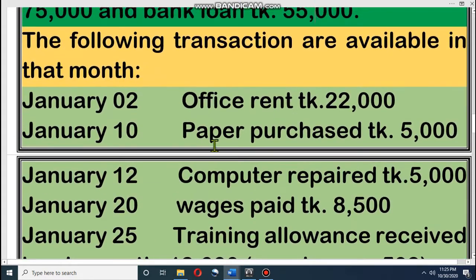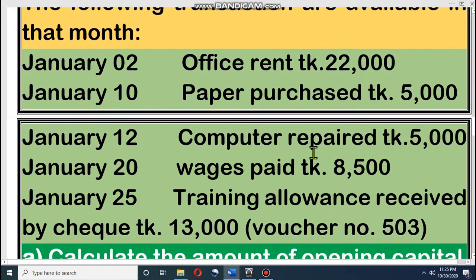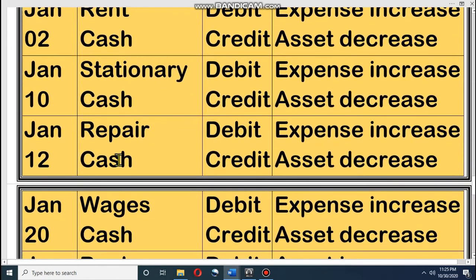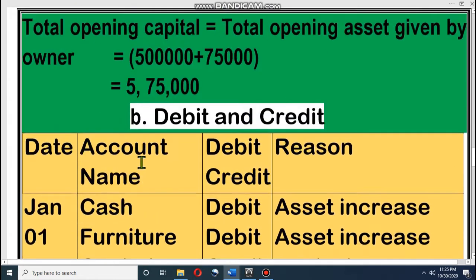Then next transaction, look at computer repair. That means whatever computer we have repaired. Repair is an expense account. Repair debit, cash credit. Repair is an expense account. Expense increases, that's why it is debit. On the other hand, cash, same reason, decreasing, cash credit.